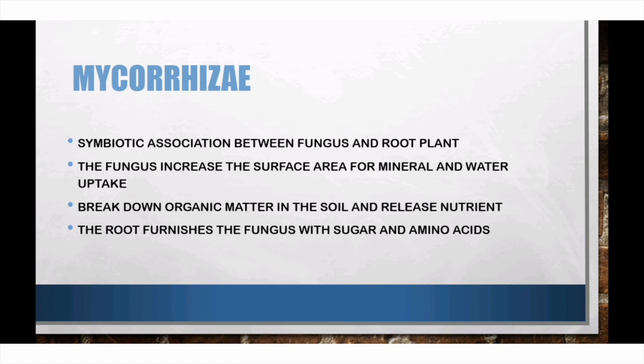Now let's go to the last mutualistic relationship, which is mycorrhizae. Mycorrhizae is a symbiotic association between fungus and root of the plant. In this association, fungus will increase the surface area for mineral and water uptake. So the process will be easier. And at the same time, it also breaks down the organic matter in the soil and releases nutrients for plant growth. So in return, the root furnishes the fungus with sugar and amino acid. So we can see here that mycorrhiza is also one of the important mutualistic relationships in plant growth.